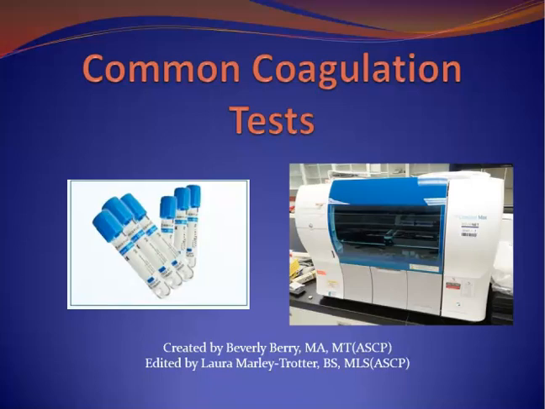Today we're going to be talking about some common tests used for coagulation studies. And remember, we use the blue top tube for testing in coag, and the anticoagulant for the blue top is the sodium citrate. Also on this first slide is a picture of the Stago machine. This is one of your automated coag analyzers.